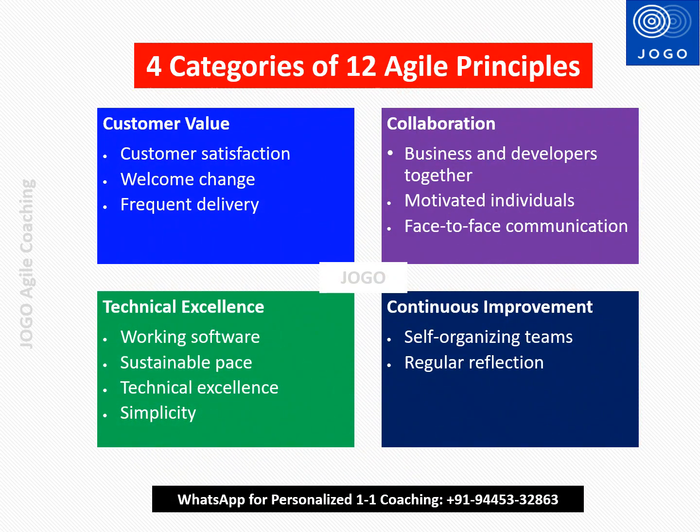The 12 agile principles are categorized into 4 categories. The first one is customer value, second one is collaboration, third is technical excellence, and the fourth one is continuous improvement. When it comes to customer value, we need to focus on customer satisfaction. We need to welcome the changes even at the last minute, and we need to frequently deliver the product. These are all the principles covered in customer value.